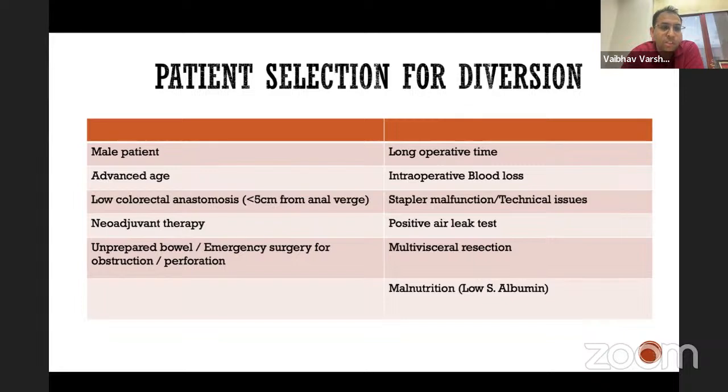age, less than 5 centimeter tumors, neoadjuvant therapy, unprepared bowel when you are doing the surgery in emergency settings for obstruction or perforation, longer operative time, intraoperative blood loss, any issue with stapler malfunction or any technical issue you have encountered intraoperatively, like positive air leak test, multivessel sections, or if the patient is malnourished in the preoperative period, it is better to divert the fecal stream. Otherwise, if the anastomotic leak happens, it is going to be very morbid for the patient, and a diverting stoma will decrease the severity of anastomotic leak if it happens.